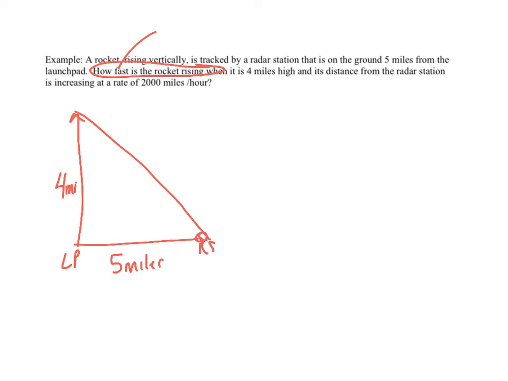So here's the radar station, here's my rocket. I think they're telling me this side is 2,000 miles per hour. So you'll notice some things right off the bat. We have sides and we have rates. So one thing I want you to highlight for yourself is this 5 miles is never going to change. The radar station and the launch pad are never going to change. This is a constant, which means you know its rate.